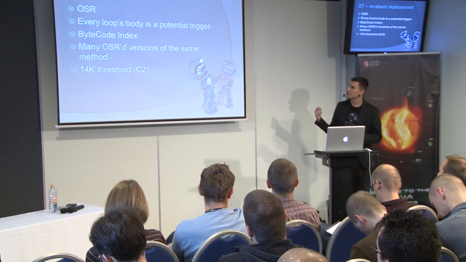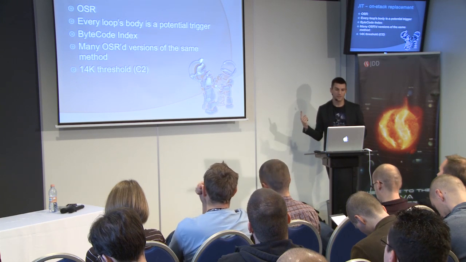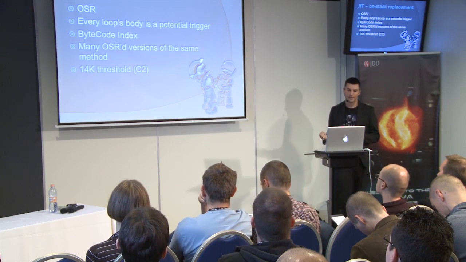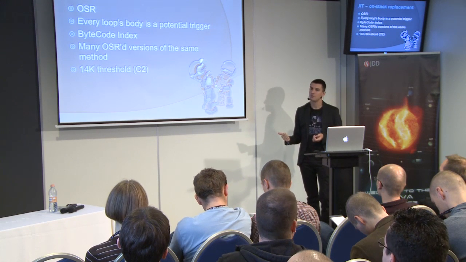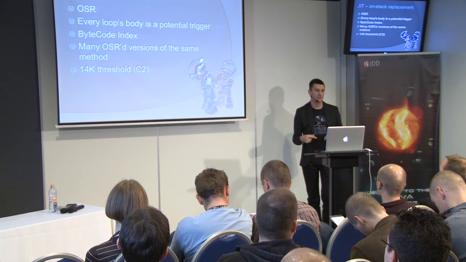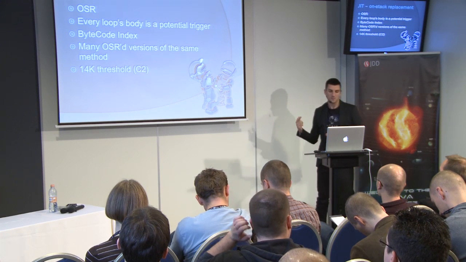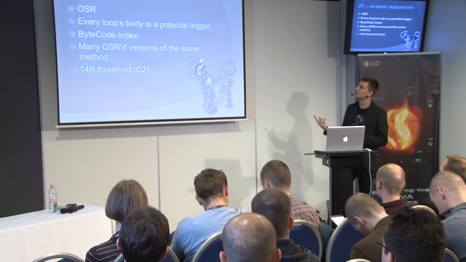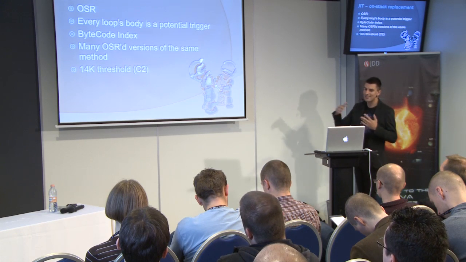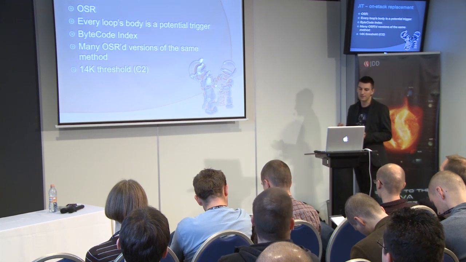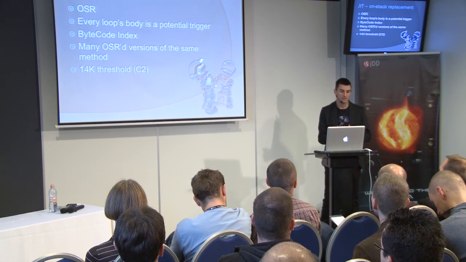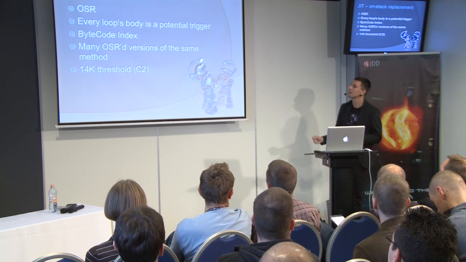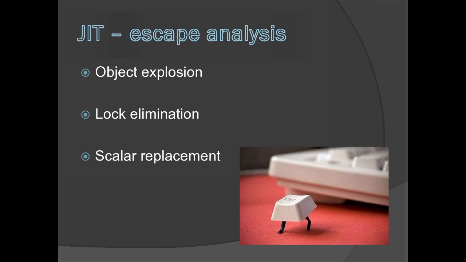I must introduce the term bytecode index. A bytecode index is a place in a Java method. It can be compared to the line number in the source code. So I can have many versions of the OSR method as long as the bytecode index differs. It's another quite powerful optimization.